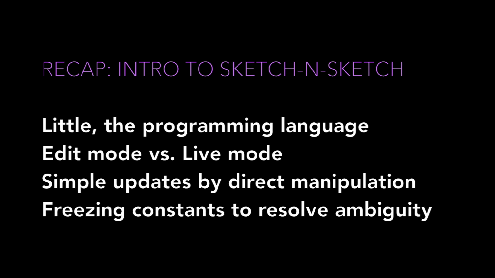To recap, in this section we talked about Little, the programming language inside Sketch-n-Sketch used to create SVG designs. We saw how Sketch-n-Sketch provides two interaction modes, editing mode for directly editing the source program, and live mode for directly manipulating the output generated by the source program. We saw examples where direct manipulation in live mode led to simple updates to the program, and we saw how to freeze numbers in the program in order to turn ambiguous updates into simple ones.